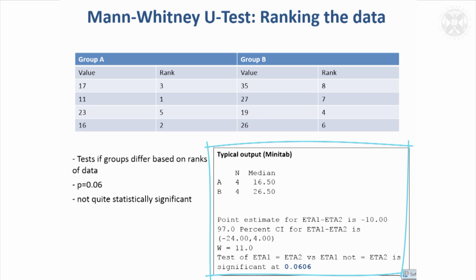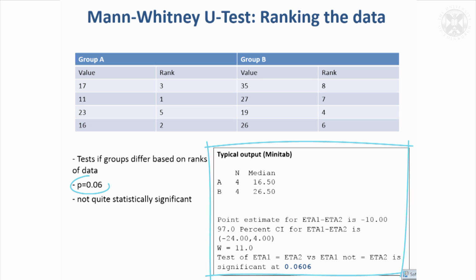It gives us what's known as the median, and if you remember from last time, that's the middle value. It gives us the middle value for each of the groups. I won't go into explaining what this eta 1 minus eta 2 is. Well, it's basically the difference, but they're using eta as another example of a Greek symbol that for some reason the package is unable to produce.